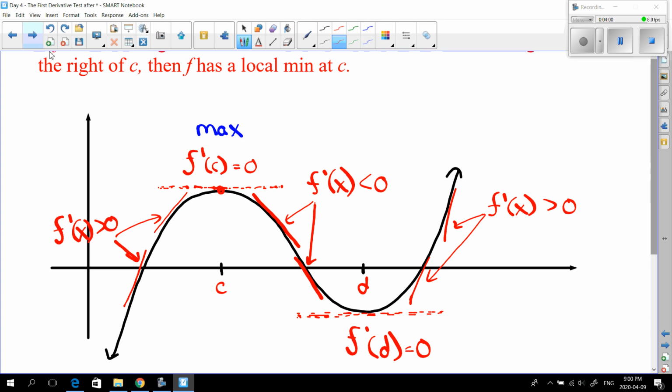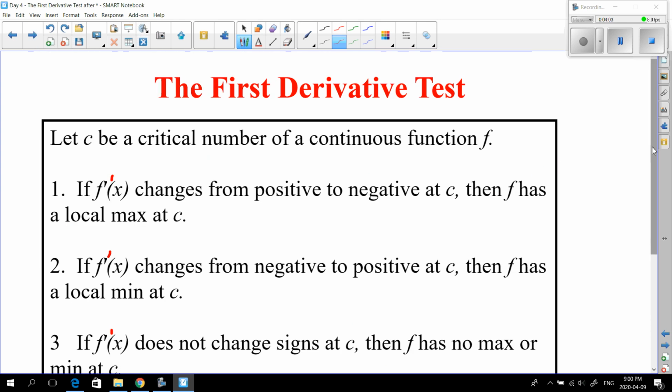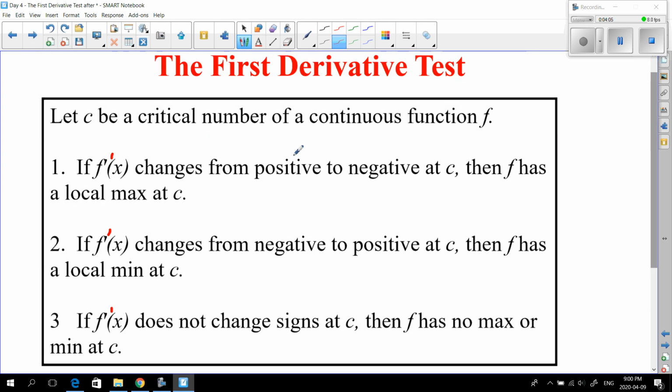And that, folks, is the first derivative test. You want to pause the screen here. That's essentially what you'll see. It says if f prime x changes from positive to negative, we have a max. If f prime x changes from negative to positive at c, then we have a minimum. And finally, if f prime x does not change at c, that means it was positive to the left of c and positive to the right of c, or it could be negative to the left of c and negative to the right of c.